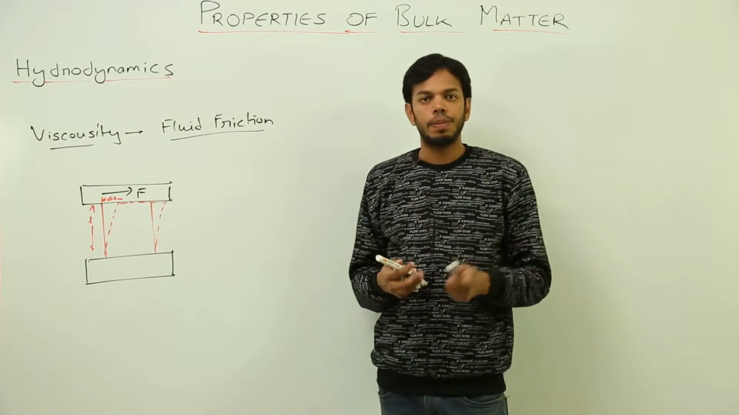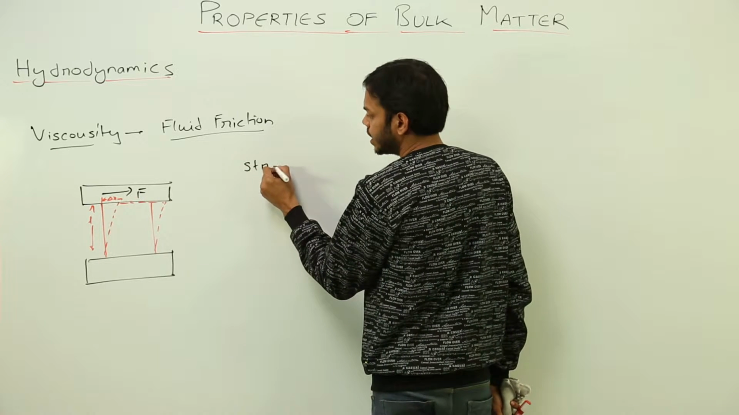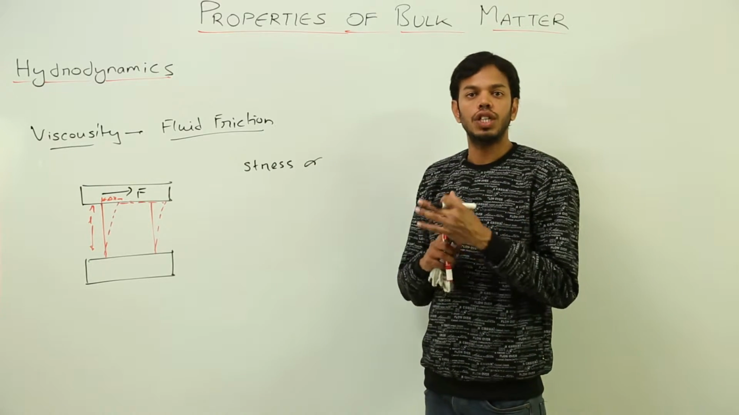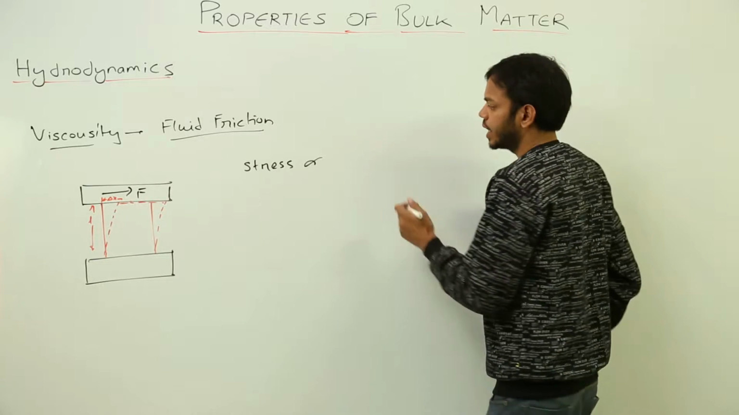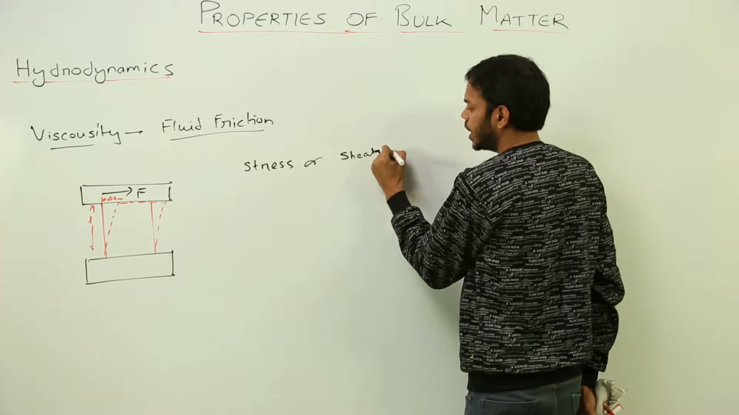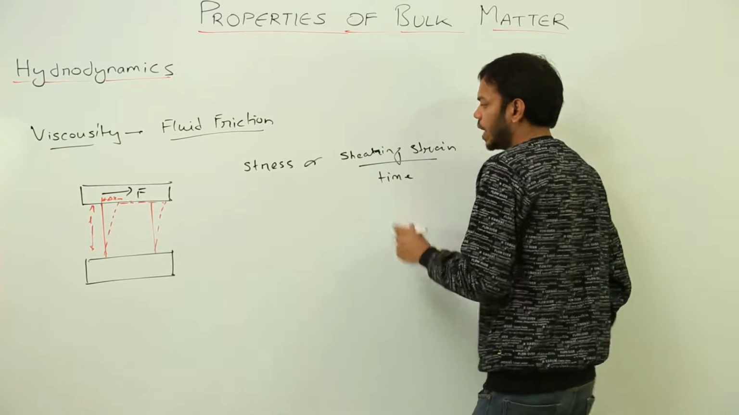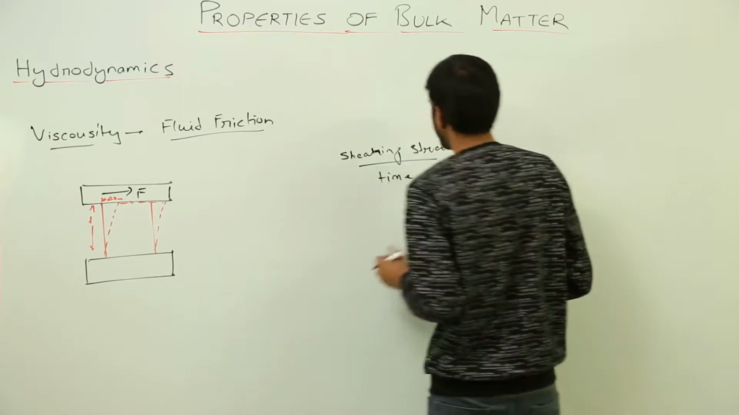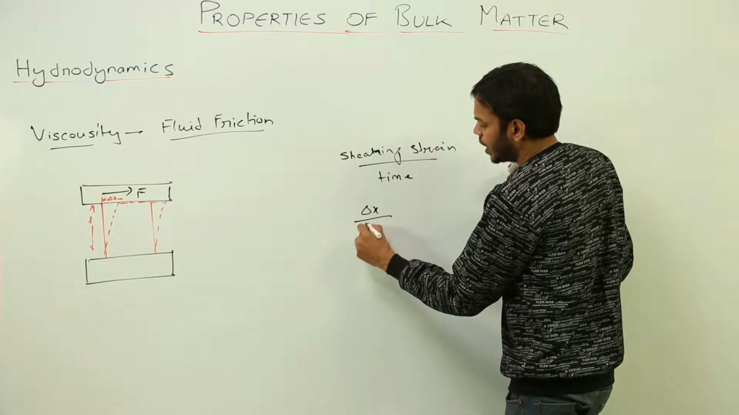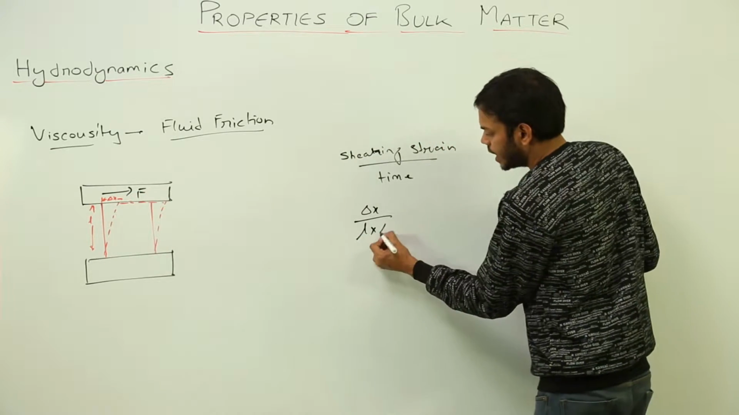It is seen experimentally that the shearing stress is directly proportional to the rate of change of shearing strain, or shearing rate. So rate of change of shearing strain means shearing strain over time. Now if I calculate shearing strain upon time, what would it be? Shearing strain would be delta x upon L, in whatever time it took to cover this small distance delta x, that is delta t.